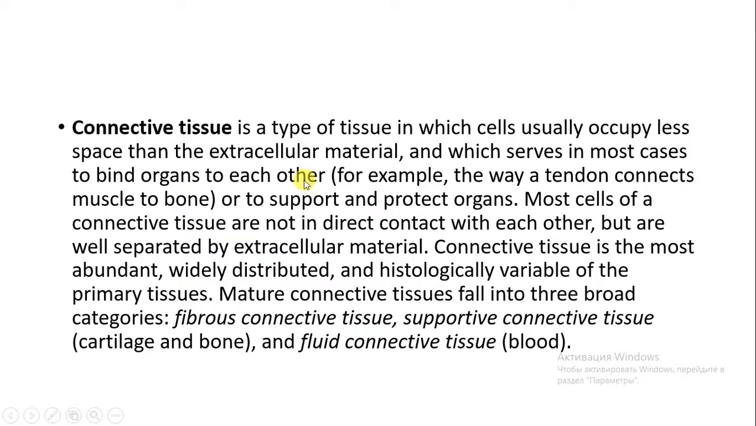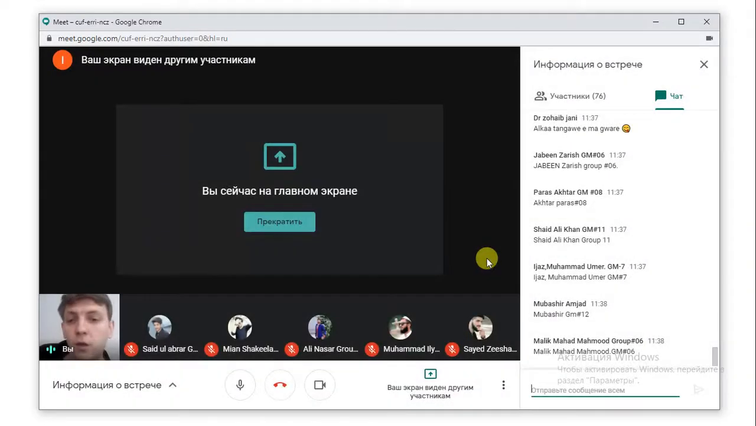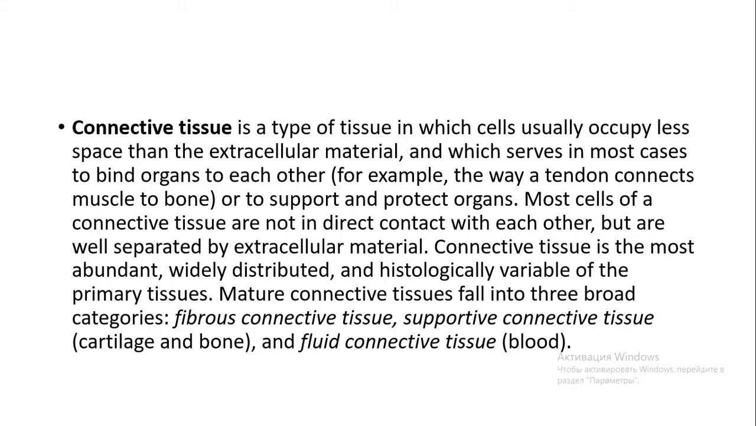I said this because connective tissue might be named as a tissue which doesn't serve for transmission of current, like nervous tissues do, isn't responsible for contraction like muscular tissues do, and is not responsible for covering of environments from one side to another. Everything else is named as connective tissue. So here you can see the function is to bind organs to each other.